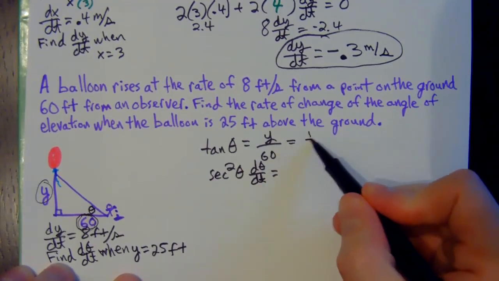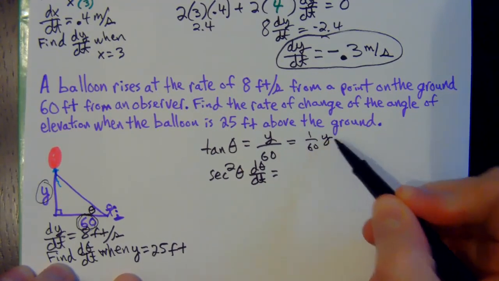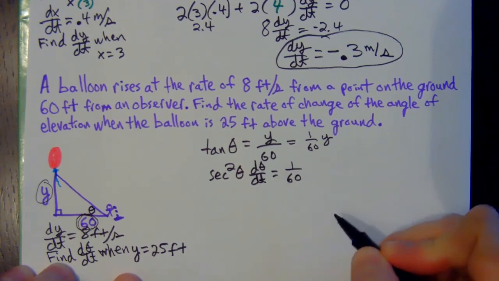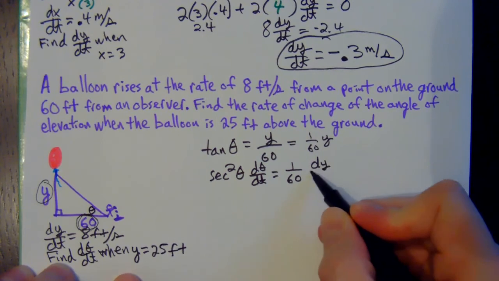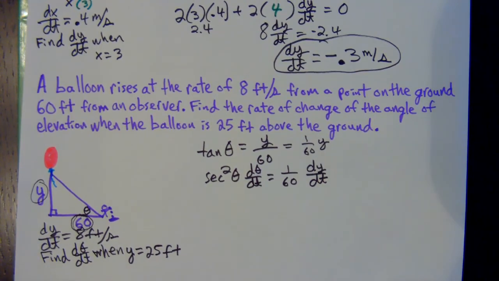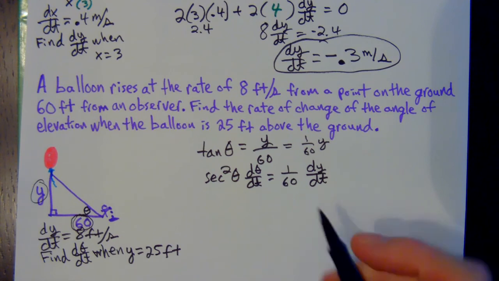This right here is the same thing as 1 over 60 times y. So the derivative of 5y is 5, the derivative of 4y is 4, the derivative of 1 over 60y is going to be 1 over 60. But you just did the derivative of y's with respect to time, so you've got to tag on the dy dt.